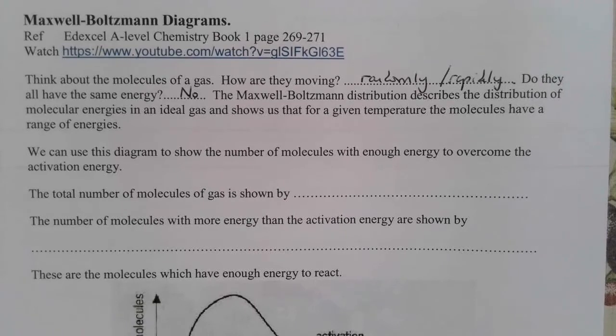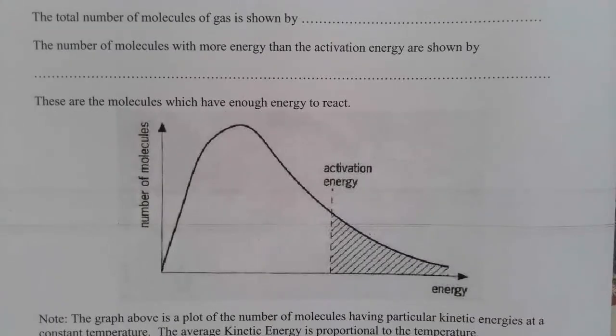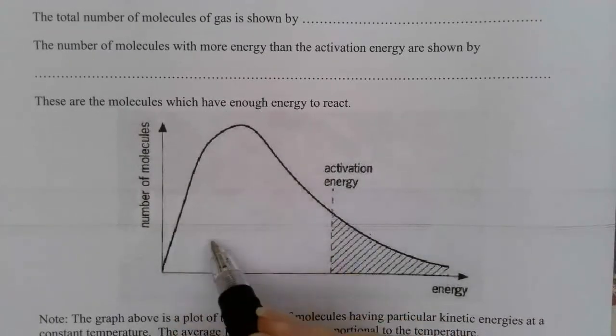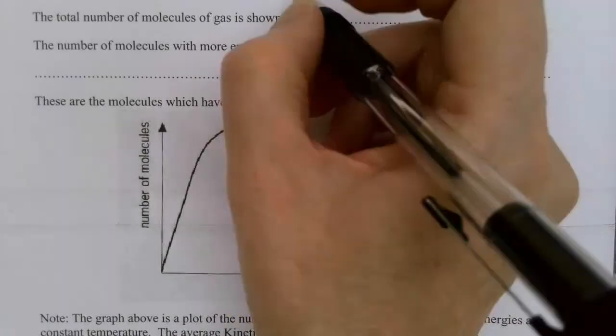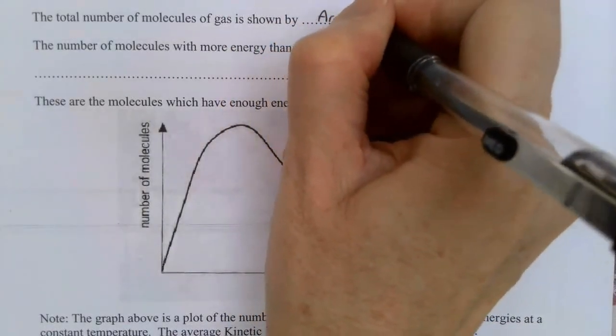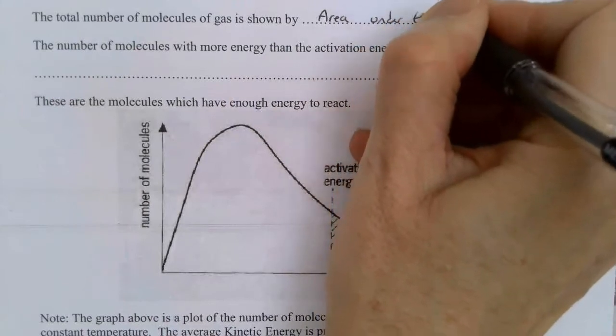It's not telling us the energy of any individual atom or molecule, but it's showing statistically what a sample of a gas would look like. So the total number of molecules of gas is shown by the area under the curve. So that's area under the curve.